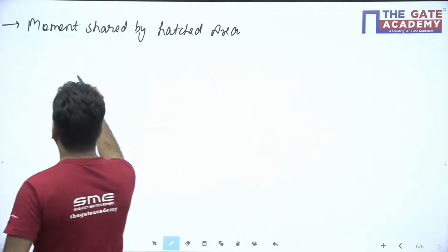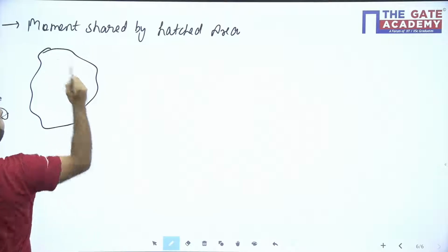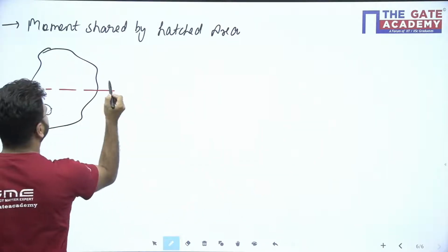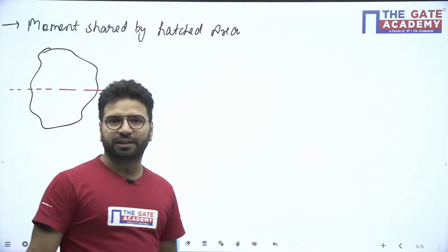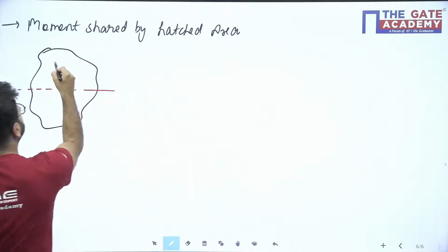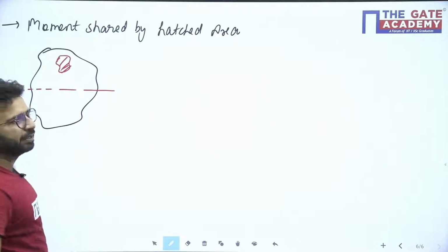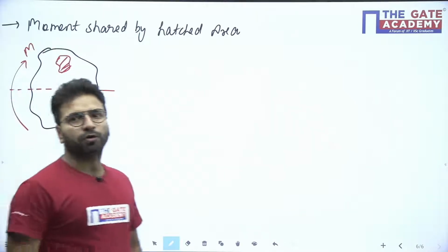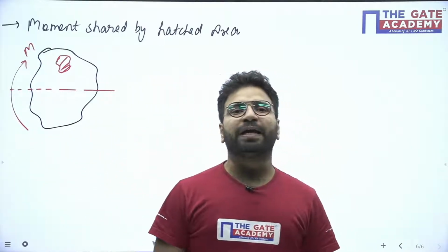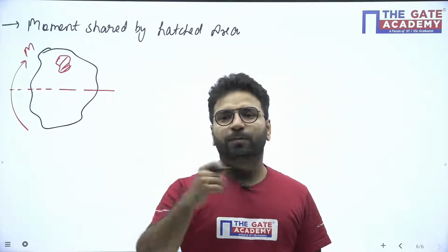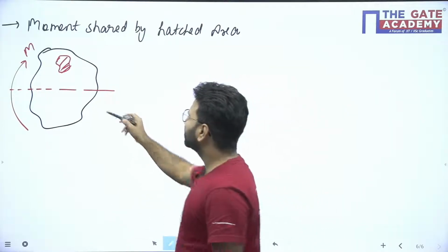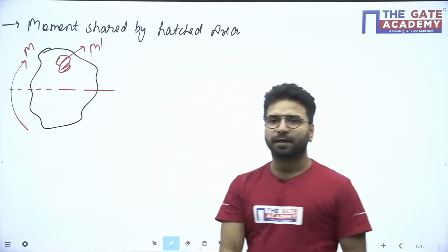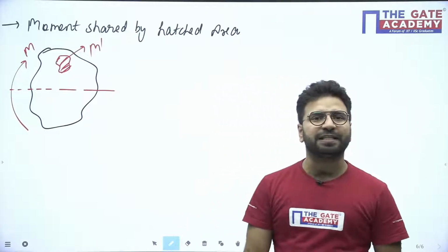Okay, so let us suppose again we have one body. This is the neutral axis, and here we hedged some area, and the moment applied on this complete section is M. So how will you calculate the moment shared by this hedged area? I am saying moment shared by this hedged area is M dash.